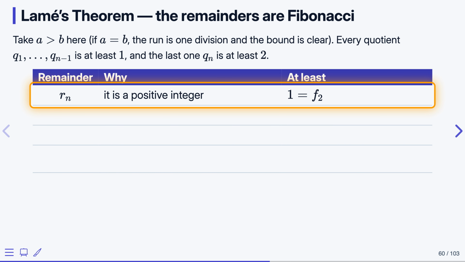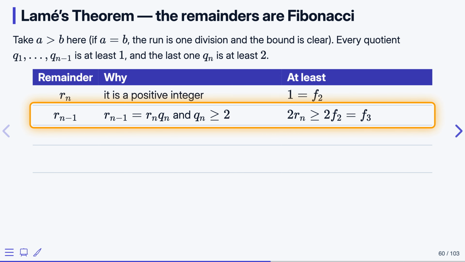Line 1. The last remainder r sub n is a positive whole number, so it is at least 1, and 1 is f sub 2. Line 2. R sub n minus 1 equals r sub n times q sub n, and q sub n is at least 2, so it is at least twice f sub 2, which is f sub 3.